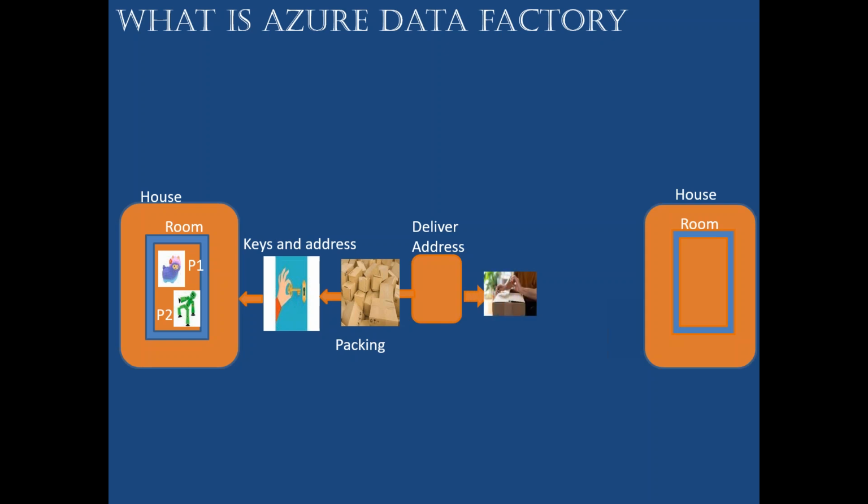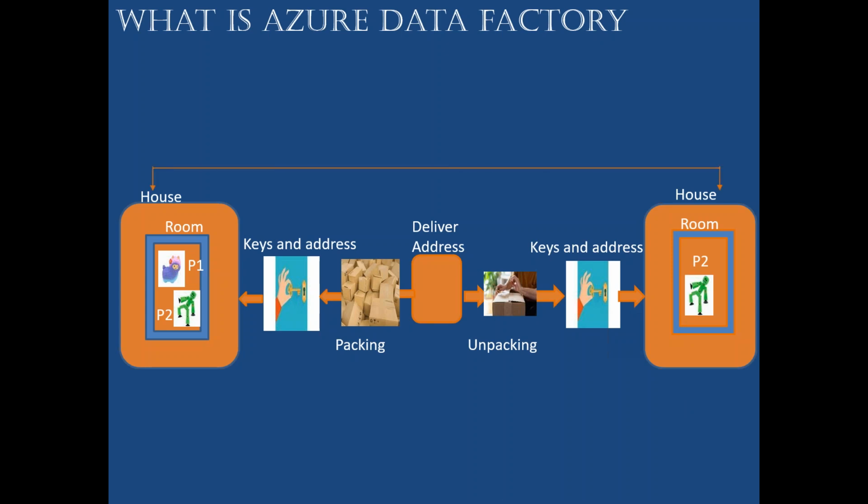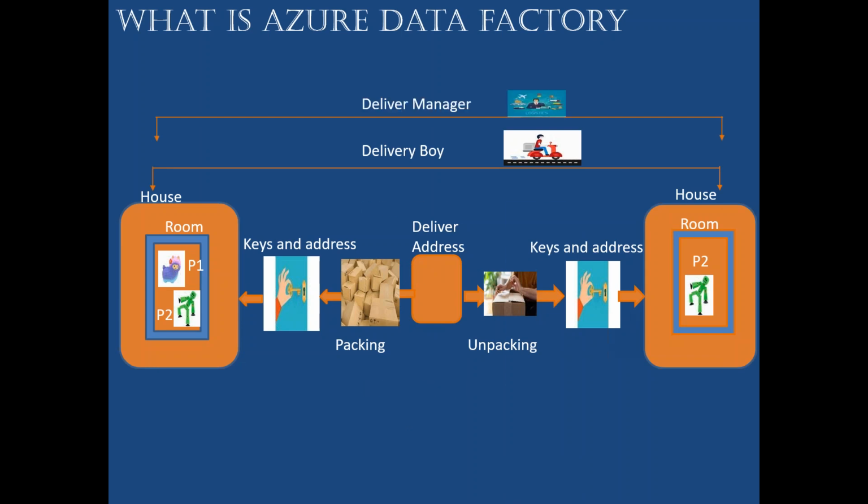Then once we reach the new address, we will unpack the items which we have packed. Then we will unlock the new address house door. Once we have unlocked and entered into the new house, we will keep all these things in the new house. Who will be doing all these things? All these things will be done by the delivery boy. Who will be managing all these things? The delivery manager is managing.